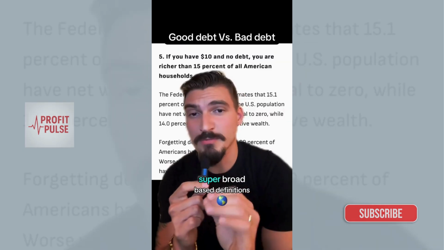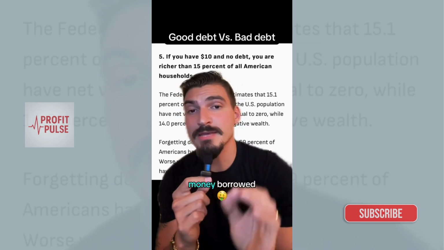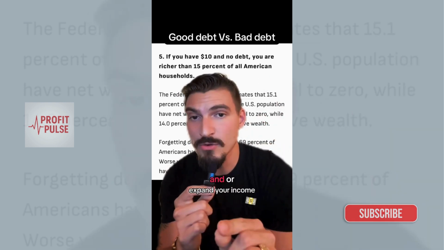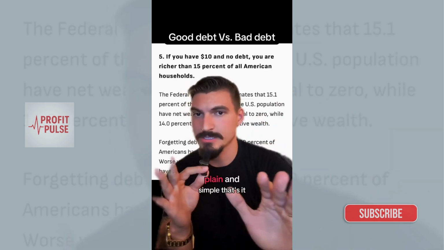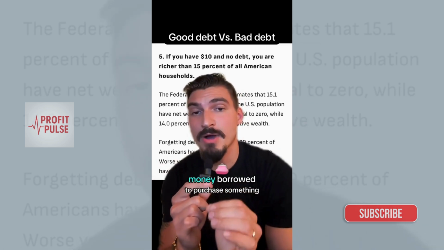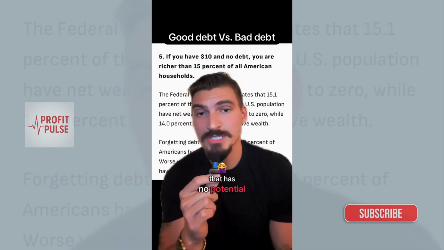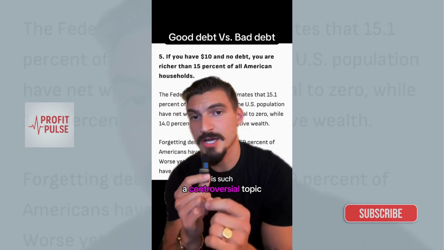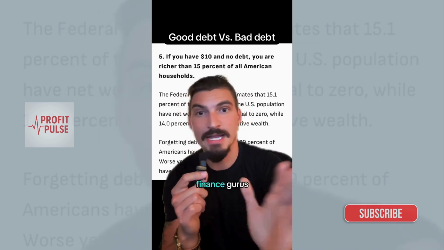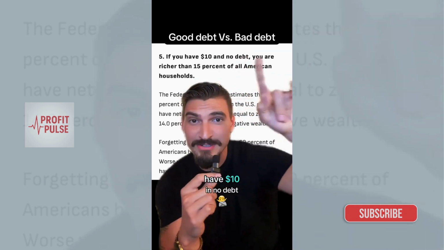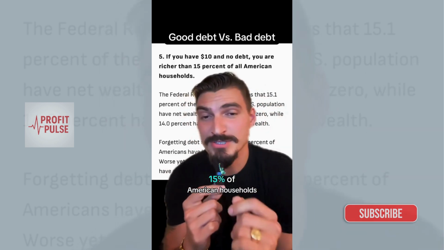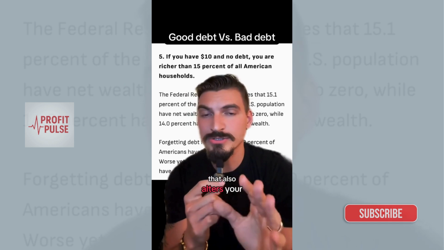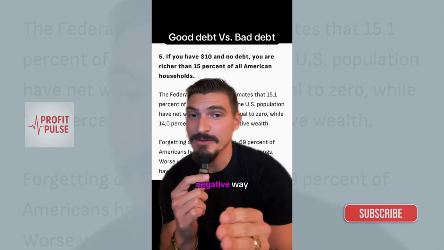Let's start with some super broad-based definitions. Good debt. This is money borrowed used to invest in something that is supposed to appreciate in value and or expand your income. Plain and simple. That's it. Bad debt. This is money borrowed to purchase something that has no potential to increase in value or expand your income. The reason why this is such a controversial topic with Dave Ramsey and other finance gurus is that if you have $10 and no debt, you are richer than 15% of American households. This is a startling statistic that also alters your perception of debt in a negative way, in my opinion.